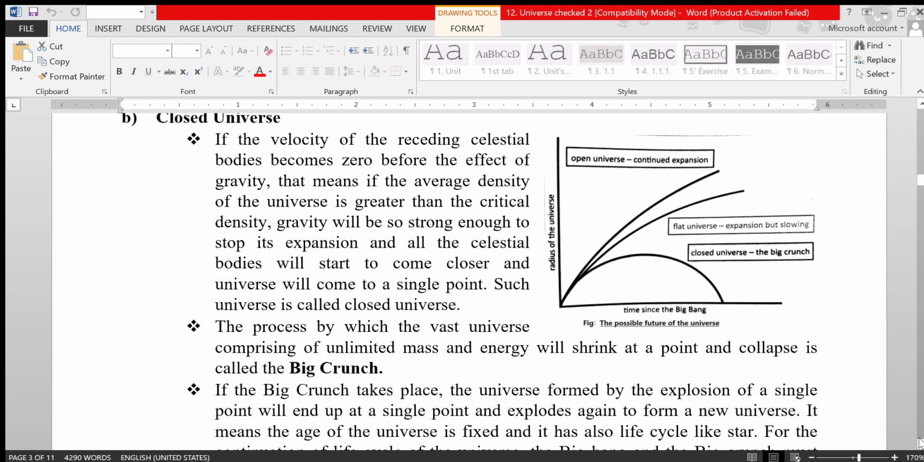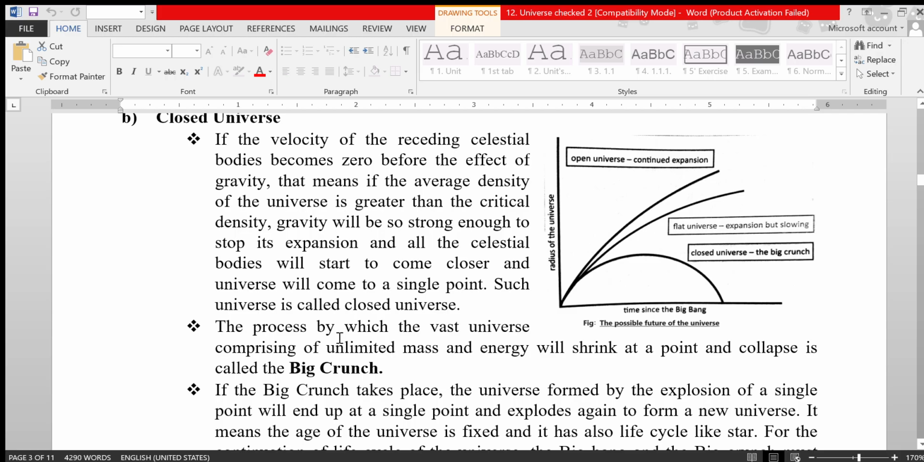Closed universe. If the velocity of receding celestial bodies becomes zero before the effect of gravity, that means if the average density of the universe is greater than the critical density, gravity will be strong enough to stop its expansion and all celestial bodies will start to come closer and the universe will come to a single point. Such a universe is called closed universe.